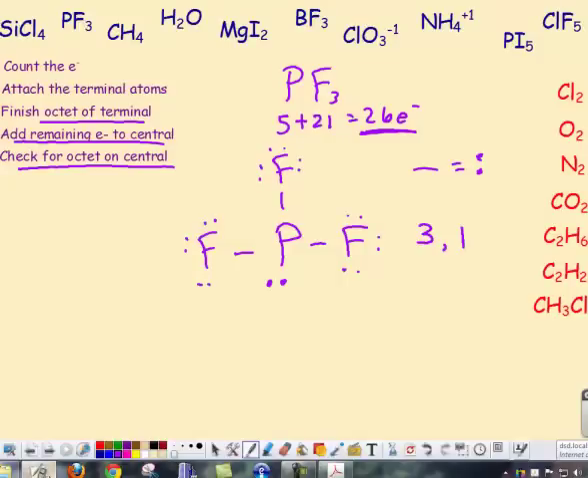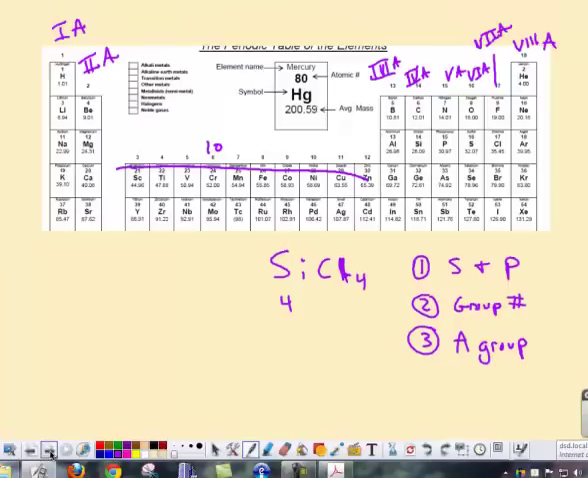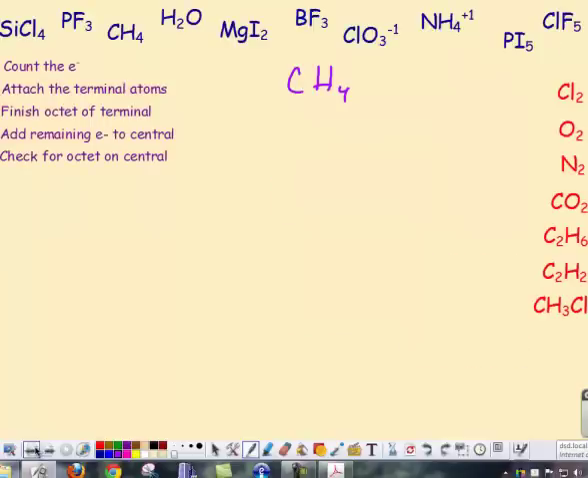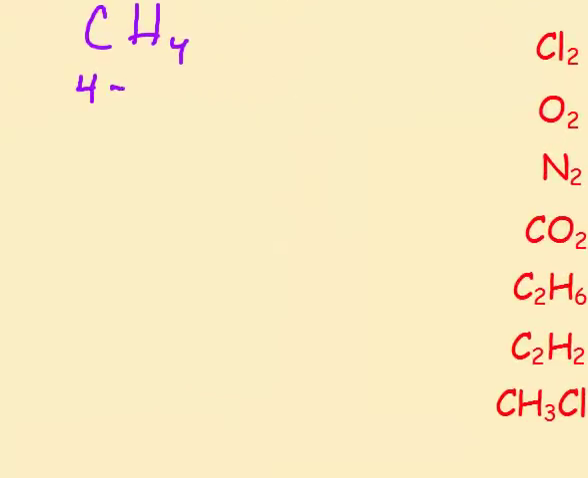All right, next one. CH4. Let me clear those. CH4. All right, so carbon is in group 14 right here. Group 14 has 4, or group 4A. So I have 4. Hydrogen is right here in group 1, so that means it only has 1. And I have 4 of them, so plus 4, 1 times 4. So I have 8 electrons. Counted the electrons, good.